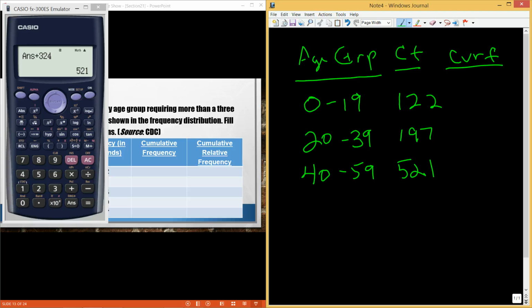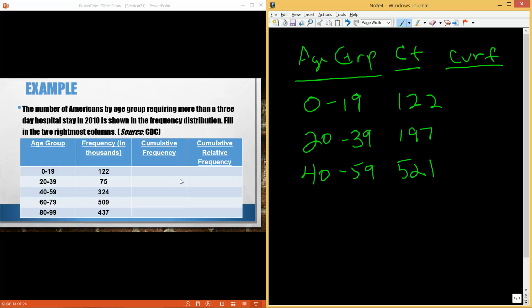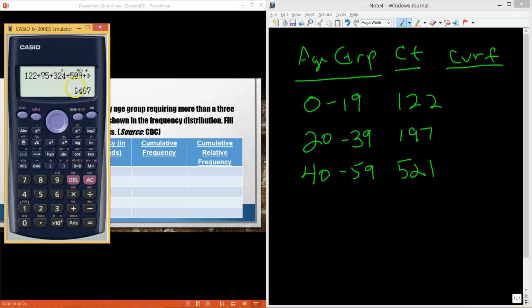First, what we have to do is find the sum of all the frequencies. So to get this cumulative relative frequency, what do we have to do? We want to take the cumulative frequency of a class and divide it by the sum of the frequencies. Now, I took the liberty of computing the sum of the frequencies by adding up the frequencies of each class. So the sum of the frequencies is 1,467. So for the first class, let's compute that. We'll take 122, divide that by 1,467, and hit that enter key. So that would be about 8%.